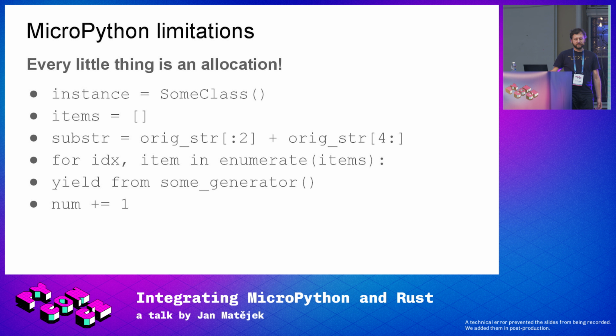Not counting what the generator does, instantiating a generator is an allocation. And the best one I saved for last: when you create a new number and the number is bigger than some threshold, then creating that number is also an allocation. So allocations everywhere. It sucks, really.